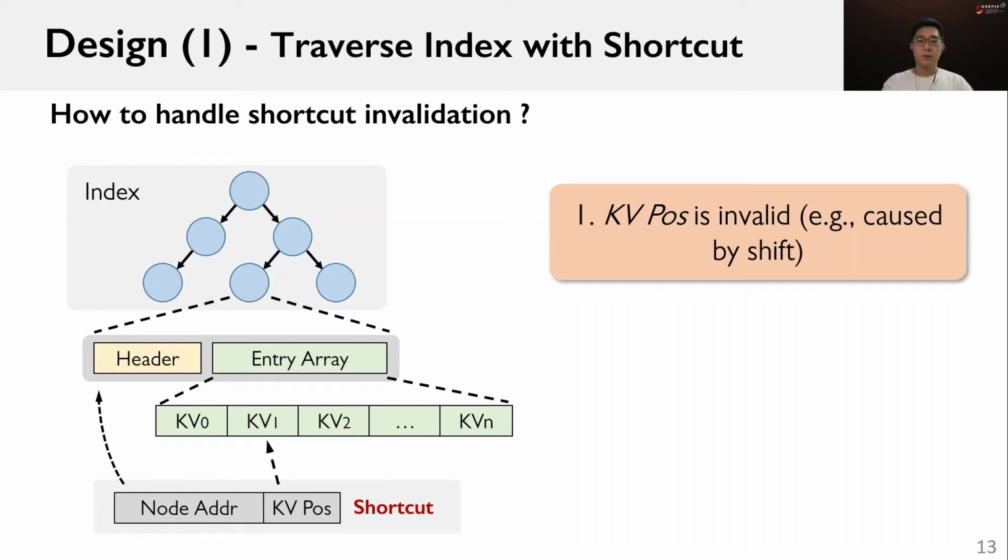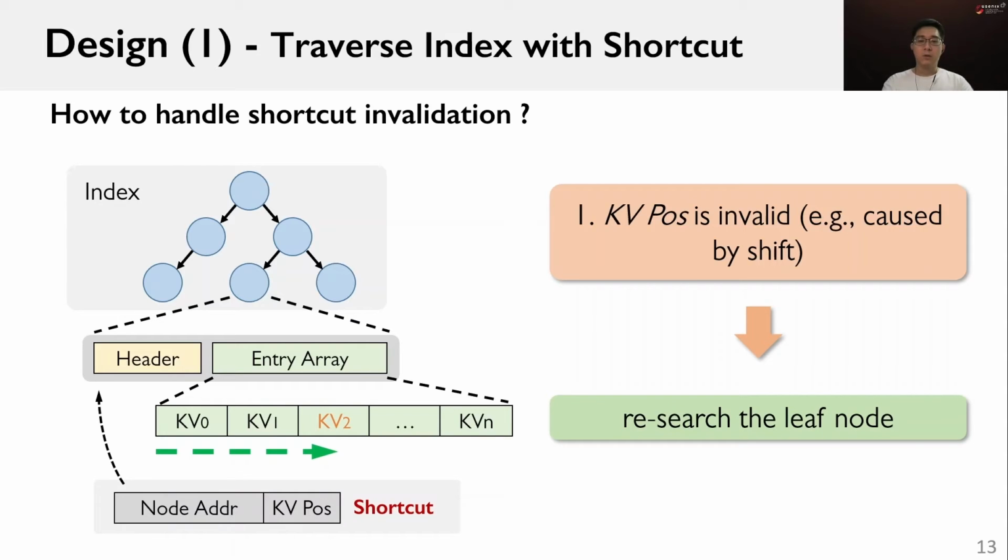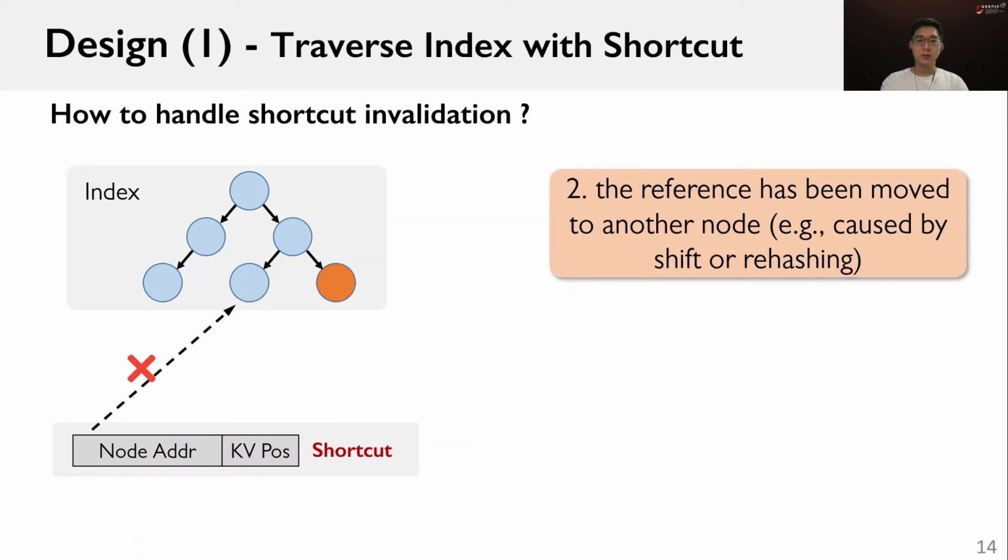First, the KV pos is invalid, which is caused by shift operations. For example, the KV pos now is pointing at the second place, KV1, but the real reference of this shortcut is KV2. In this situation, the cleaner will first check the header of the leaf node to make sure the reference is still in this leaf node. Then, it re-searches the leaf node to find the real reference.